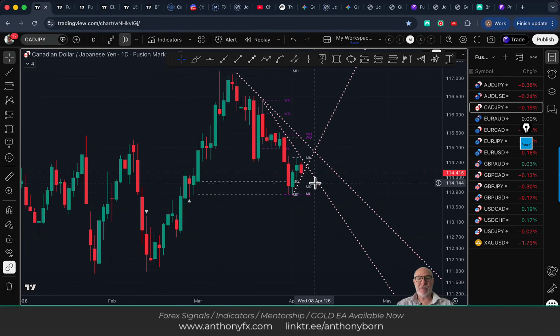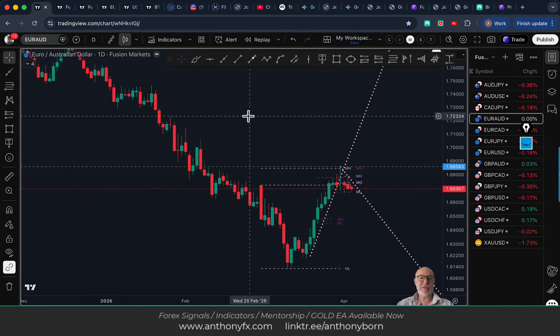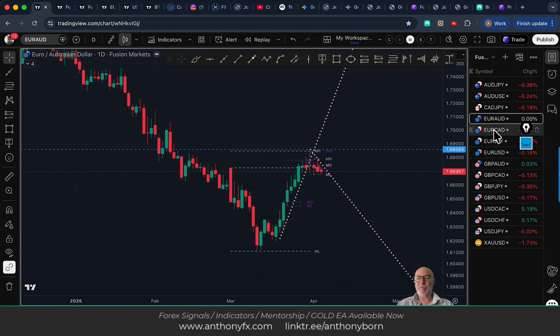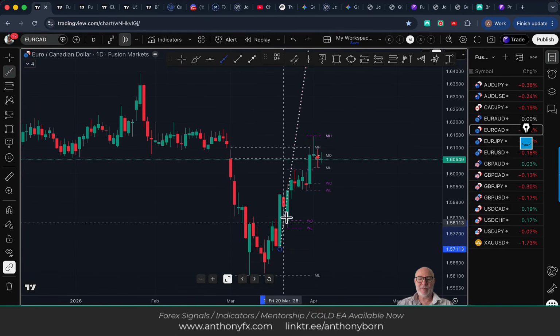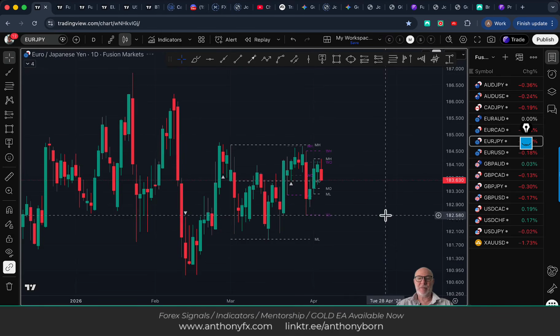This could be quite a nice opportunity, just depending on how things shape up. Some of these are really nice trends. Look how clean that is. Just great to get involved with that. All you've got to do is start on that higher time frame and map that out, and it gives you somewhere to start.